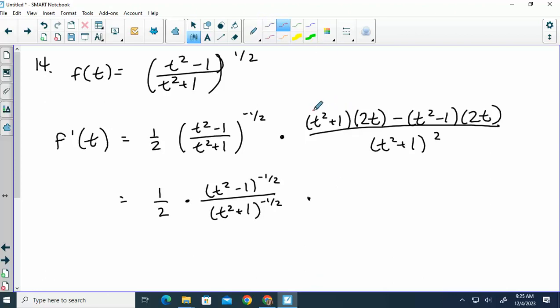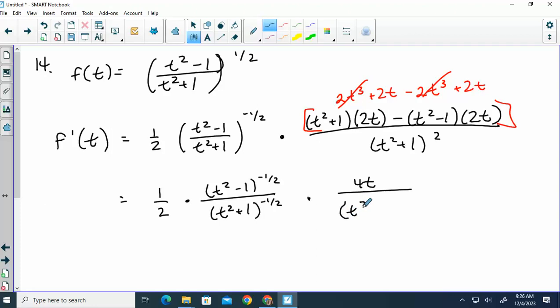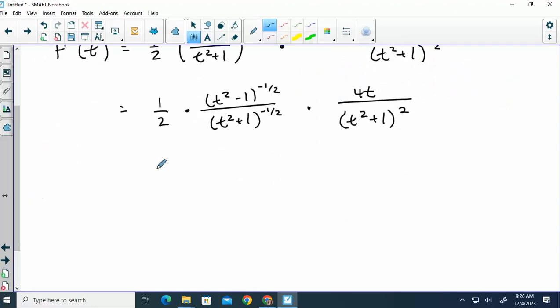In this, we should go ahead and multiply out that numerator. So that gives me a 2t cubed plus 2t. If I distribute the negative, minus 2t cubed plus 2t. What happens there? So we have a 4t over t squared plus 1 squared. All right. Simplifying, 1/2 times 4t, 2t.